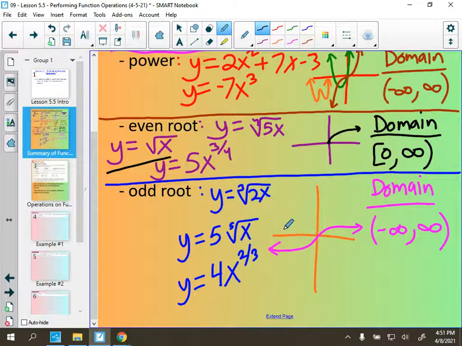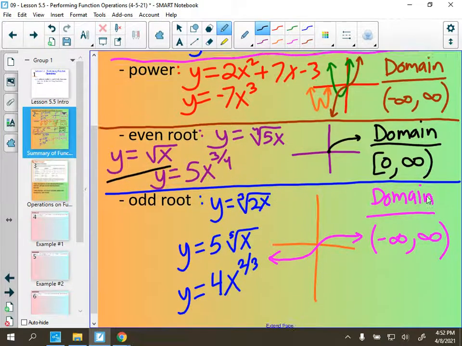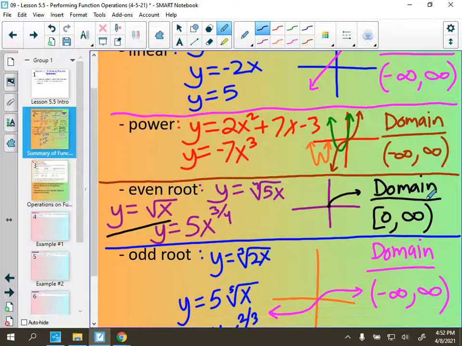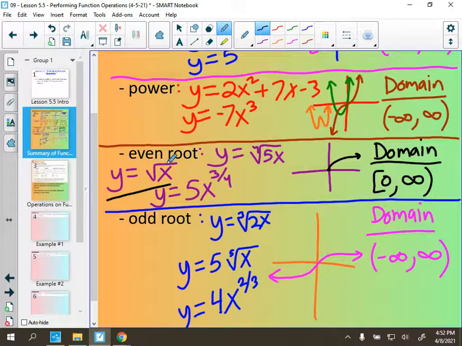So yeah, maybe a little bit longer than I said I was going to do, but it's a good summary, mainly looking at those domains. So a lot of all real numbers. The one we've got to be on the lookout for is even root functions. All right, so just put a pin in that for right now. We'll come back to them in a second.